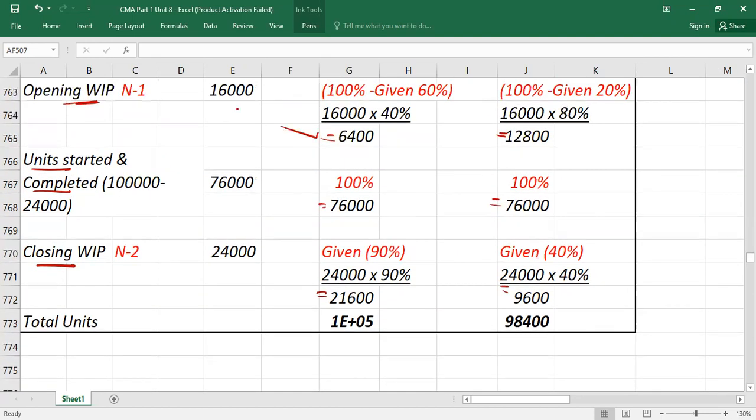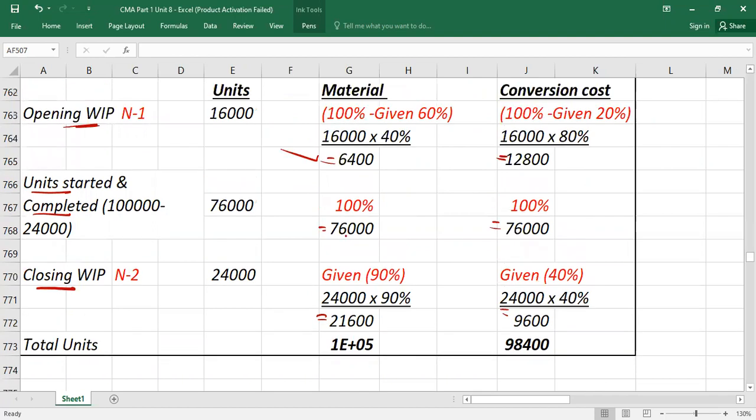Equivalent units for material: 6,400 plus 76,000 plus 21,600, how much total? 104,000. Yes. Understood? And for conversion cost, this value plus this value plus this value is 98,400. Understood? Now you will move to step two.